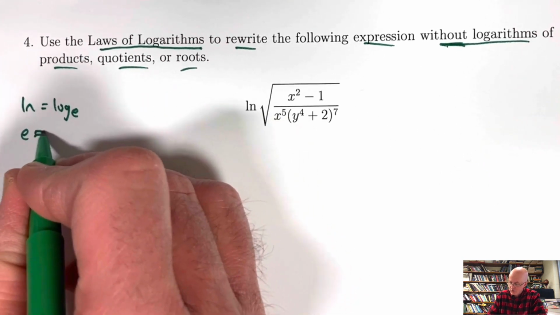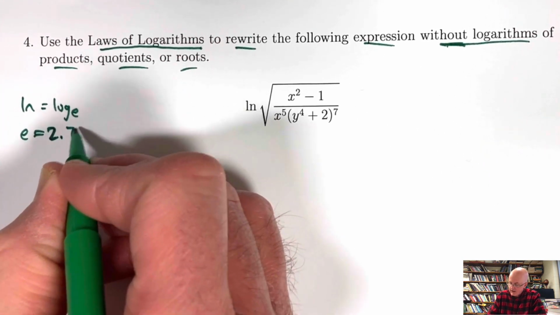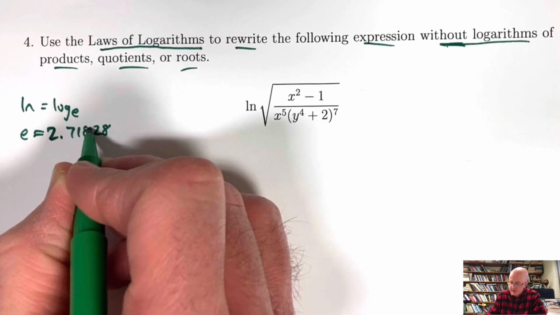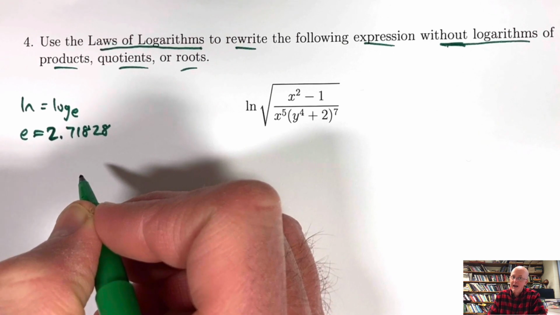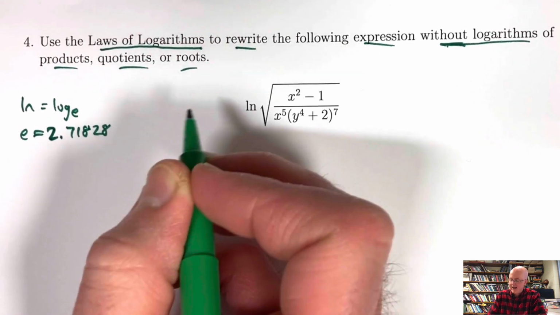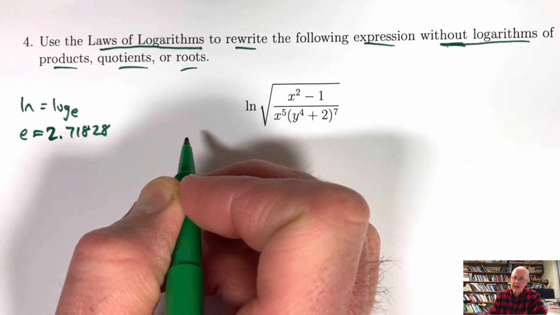It's about 2.71828. It comes up in a lot of circumstances, especially in calculus. It's as important in math as pi is. It's very, very important. ln is log base e, called the natural logarithm.